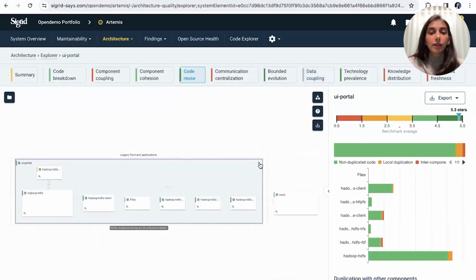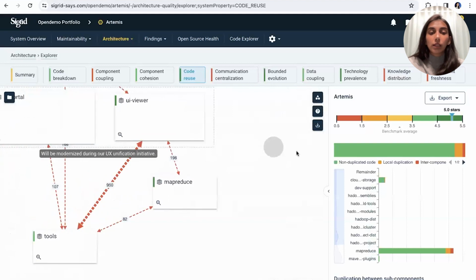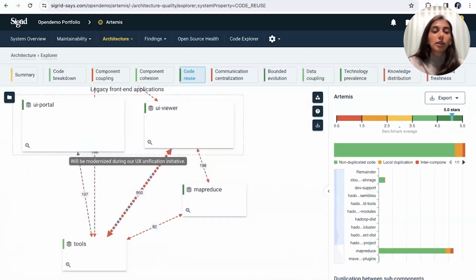So if you look at it, these are the dotted lines. So these are not explicit calls. There's not an explicit dependency from tools to UI viewer. But what it is trying to show you is that there are 950 instances of duplication between UI viewer and tools. It might be that when you are making a change in either of these files, then it's not just tools that you have to change, you also have to change UI viewer.